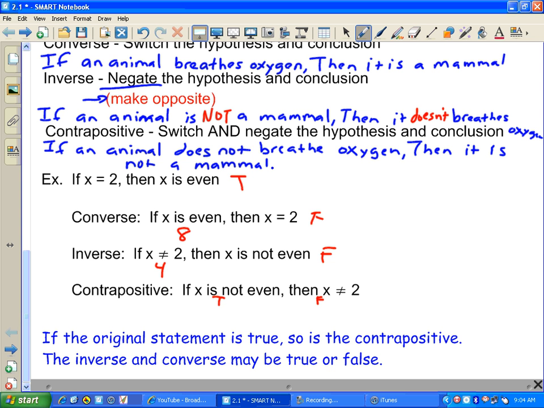Okay, so I can't think of one here because any number that's not even, so 3 is not even, it doesn't equal 2, so that's true for both of these. Okay, 5 is not even, but it also doesn't equal 2, so this is holding up. Because any number I'm thinking of that's not even is also not 2. So this is true.